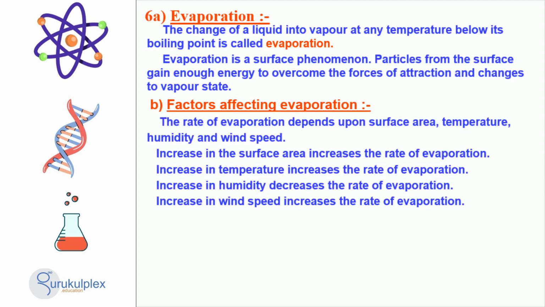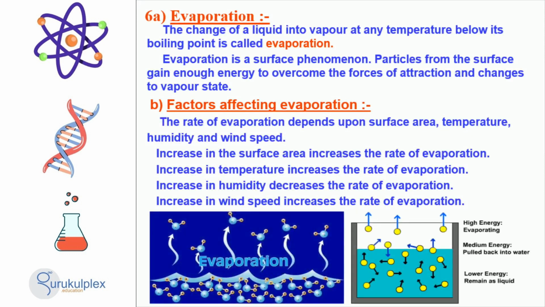Evaporation occurs when a liquid turns into a vapor at temperatures below its boiling point. It happens at the surface of the liquid, when the particles gain enough energy to break away from the forces of attraction and reach a vapor state. Several factors can influence the rate of evaporation, such as surface area, temperature, humidity and wind speed. An increase in surface area will increase the rate, while an increase in temperature will also make more particles break off from the surface. An increase in humidity will reduce the rate of evaporation, but a higher wind speed will increase it.